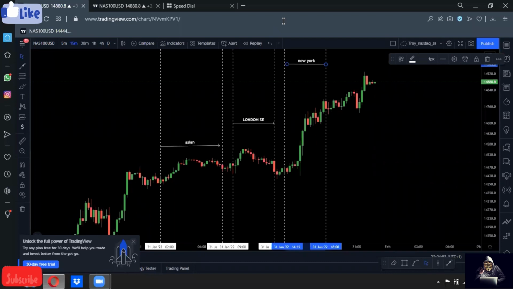Then after you have just done plugging your times with your vertical line, you need to find your POI, your point of interest. You just need to follow the structure of the market. Understand? So I'm just going to highlight my POI from 30 minutes or 15 minutes. You can only identify it properly on 15 minutes and 5 minutes.